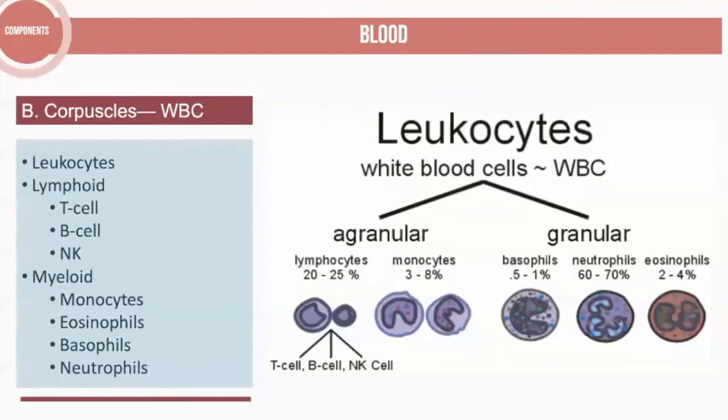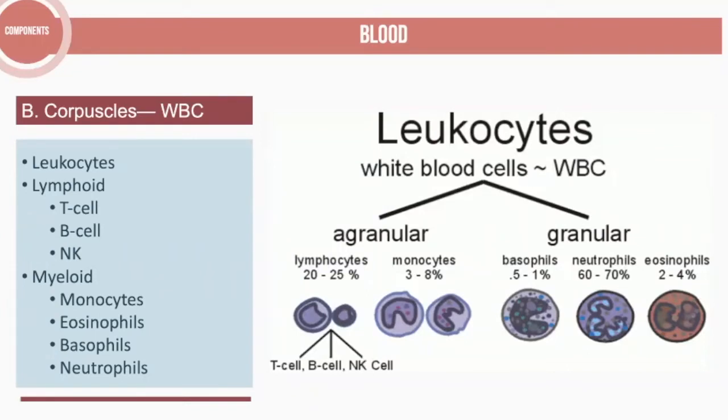Next corpuscle is the WBC, or the white blood cells. White blood cells are also called leukocytes, from the Greek terms leuko, white, and cytos, cell. Taken together, literally, leukocytes are white cells. As we've seen in the past slides, blood cells come from two progenitor cells, the lymphoid and the myeloid stem cells. Interestingly, for WBCs, some arise from the lymphoid and some from the myeloid.